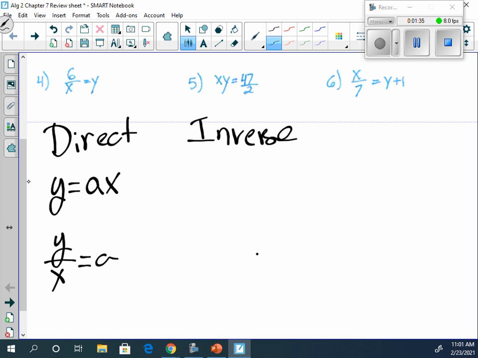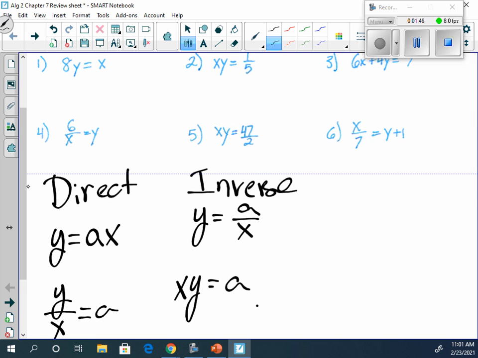Now our inverse variation came in the form of y is equal to a divided by x, or if we got a by itself, x times y is equal to a. So for direct variation, if it came in one of these two forms, it was direct. If it came in y equals a over x, or x times y equals a, then it was inverse variation. And really the first six, we're looking at which one is it? Is it direct variation or is it inverse variation?